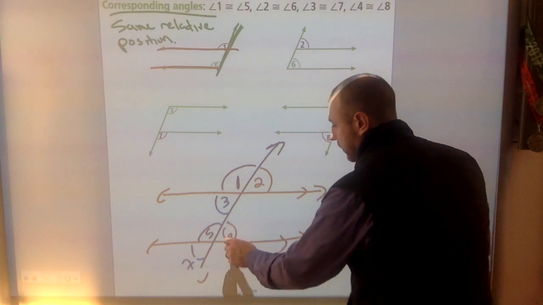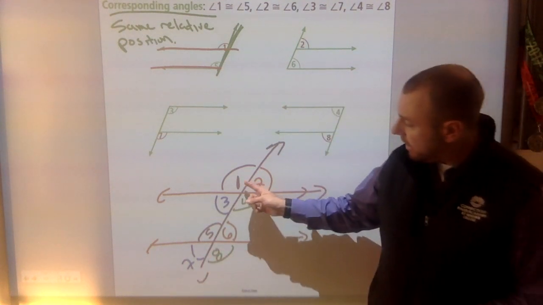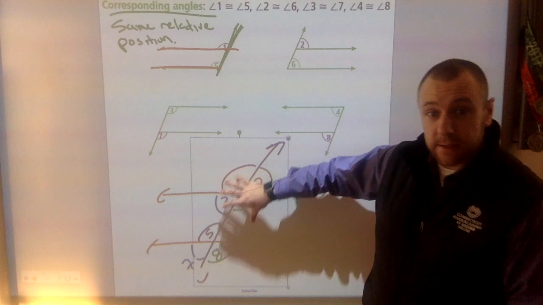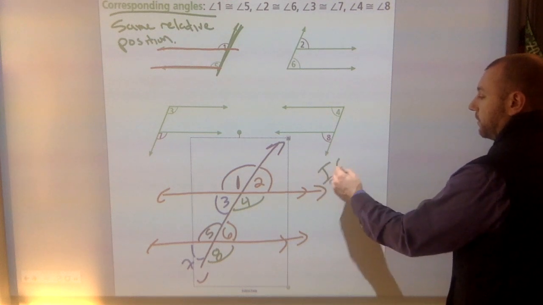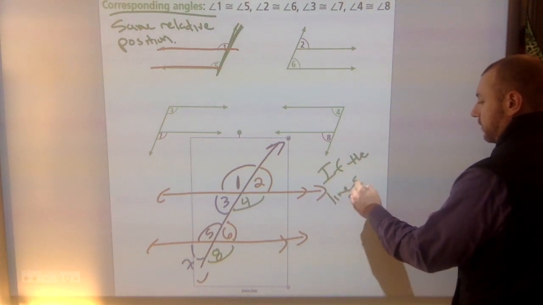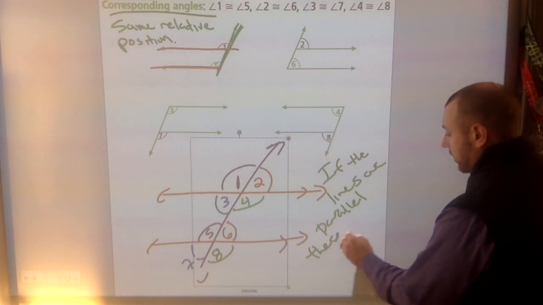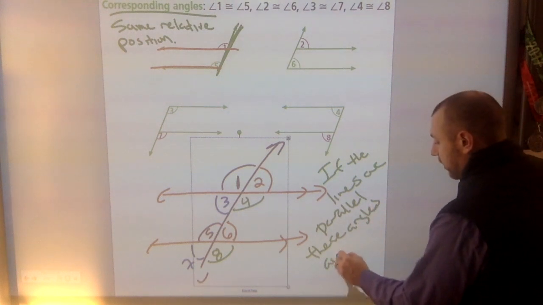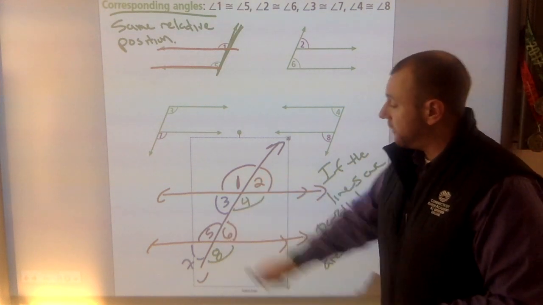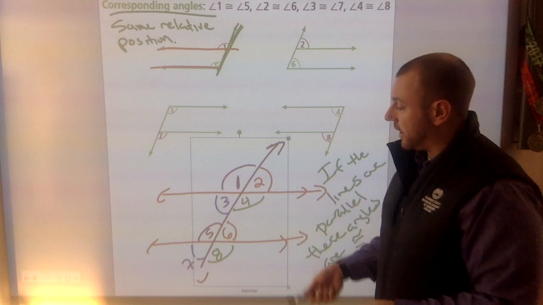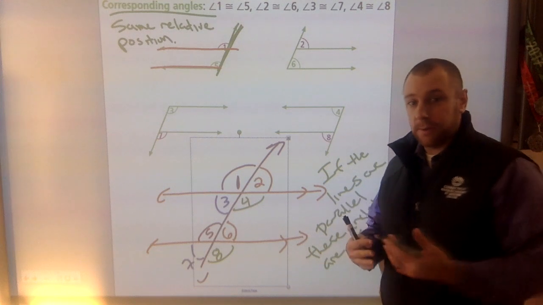And the last one, 4, corresponds to 8. You'll notice that they just jump, and this is the same as this. And that's what corresponding angles do. Now, if the lines are parallel, these angles are congruent. So that means 1 equals 5, 3 equals 7, 2 equals 6, 4 equals 8. So those are corresponding angles.